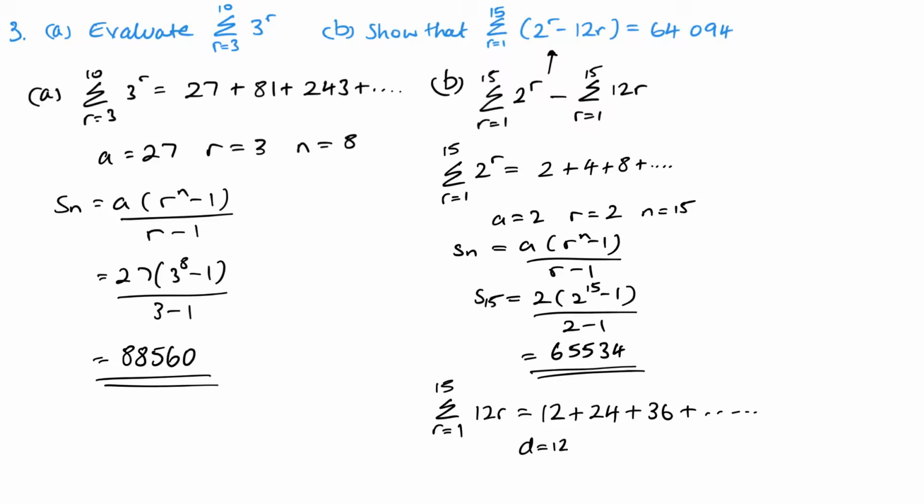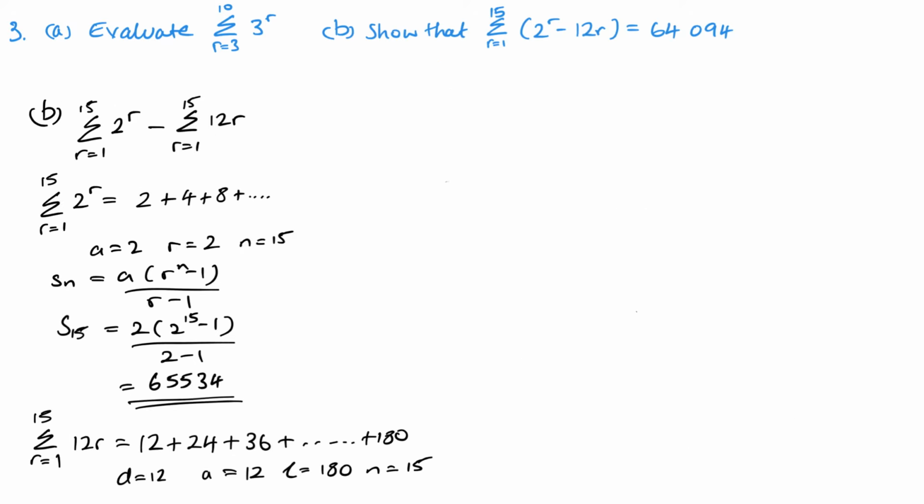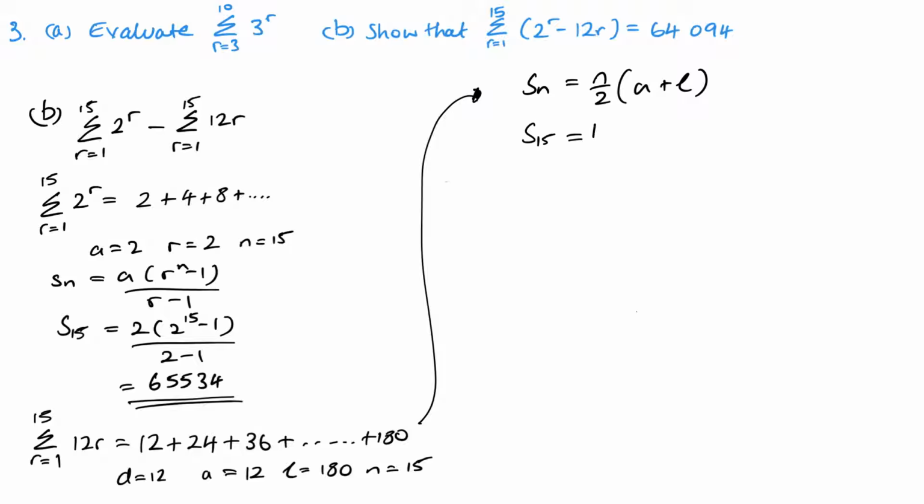Now, I want to find the last term, so 12 times 15 is 180, as this is much easier to work out when I have the first and last terms, and of course n is still 15. So continuing on, we've got the sum to n terms here, so this is going to be n over 2 (a plus l). So again, sum to 15 terms, it's going to be 15 over 2, a is 12 and l is 180.